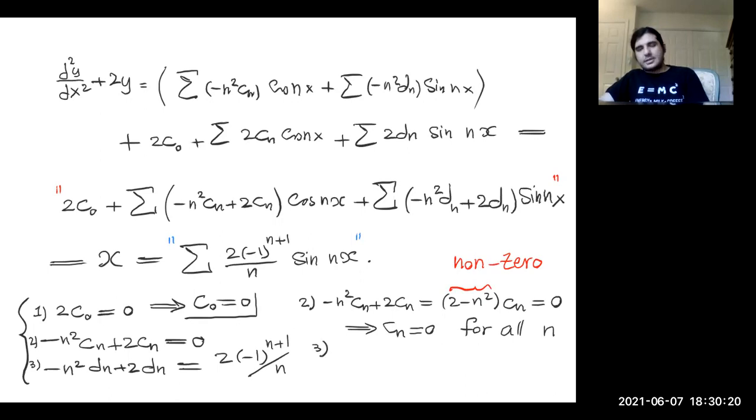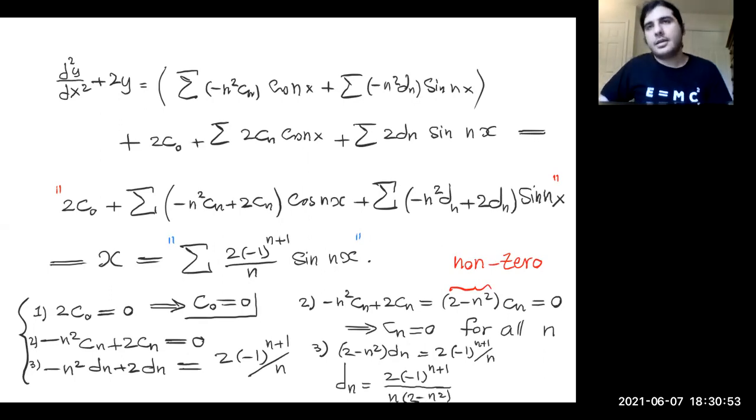The only remaining part is the part for dn. So the left-hand side is equal to 2 minus n squared times dn. The right-hand side is 2 times minus 1 to the n plus 1 over n. If we divide everything by 2 minus n squared, we would find what dn is. dn is equal to 2 times minus 1 to the n plus 1 over n times 2 minus n squared. That's the value for dn, again for natural numbers n. Is there any question here?